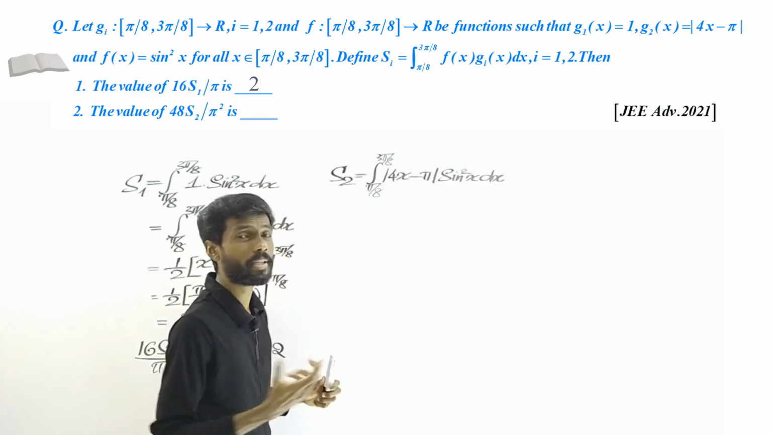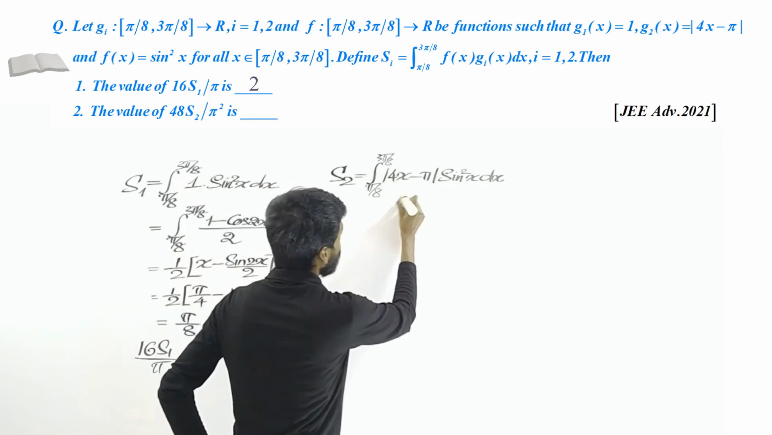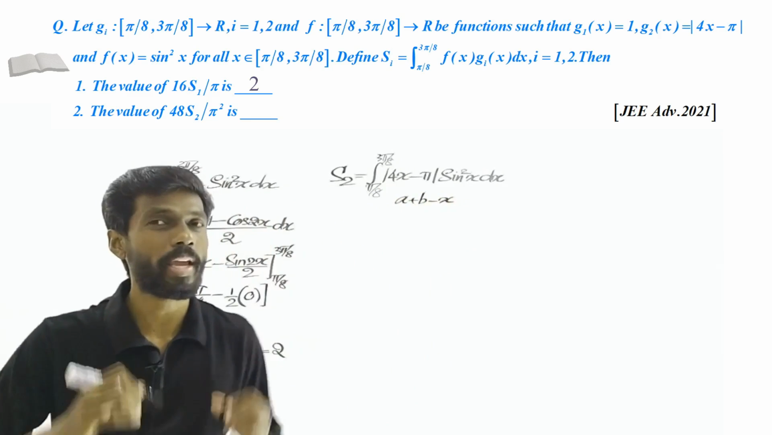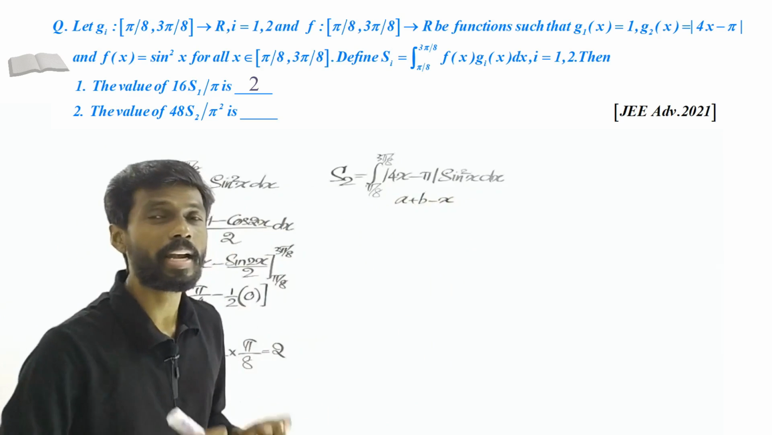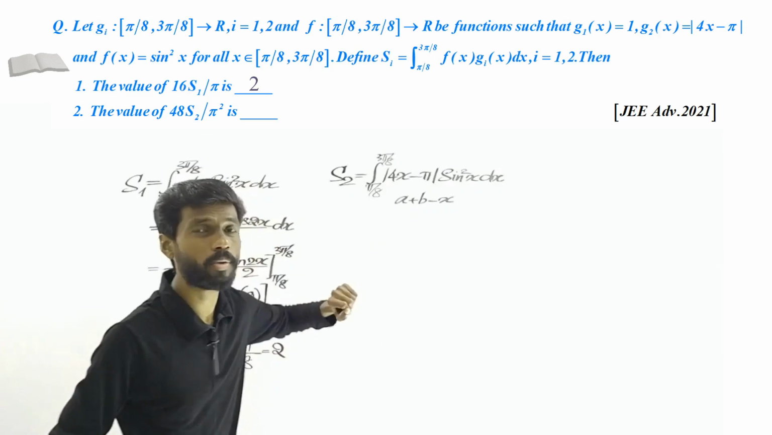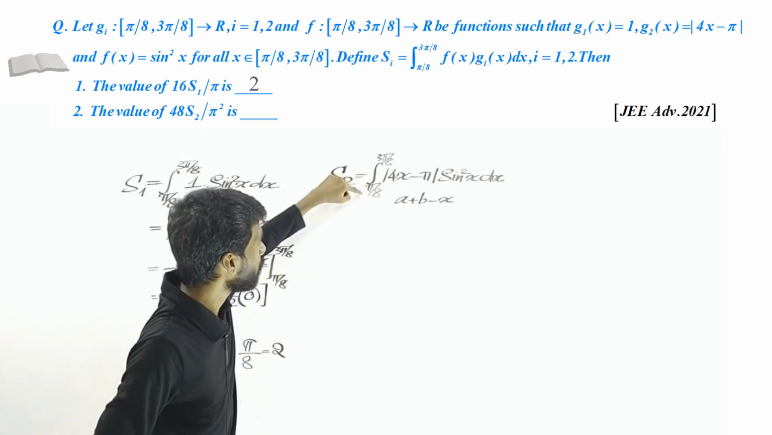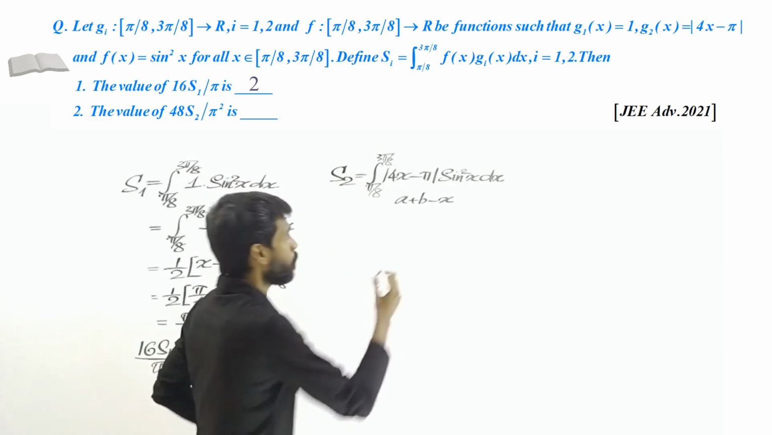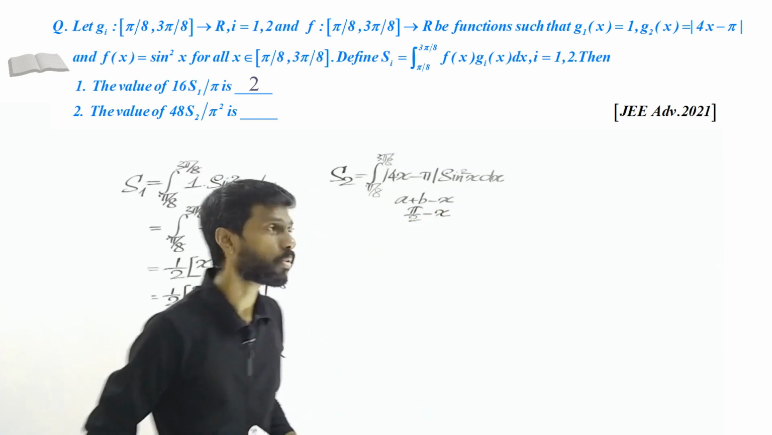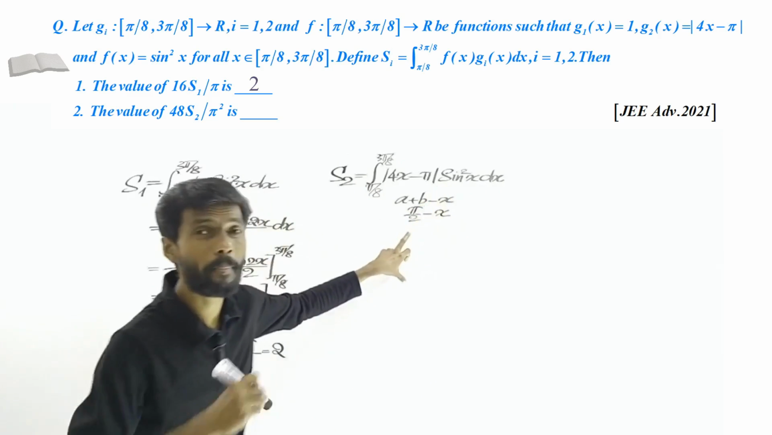We can use the properties of the definite integral. We know that integral a to b f of x dx is the same as integral a to b f of a plus b minus x. So that property can be used. But what is a plus b here? That is pi by 2. You can replace this x by pi by 2 minus x. So what will you get if you replace x by pi by 2 minus x?